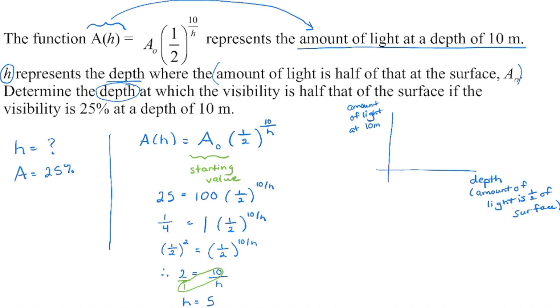And again, check your units. We're working in meters here. 5 meters is the depth at which the visibility is half that of the surface if that visibility is 25% at a depth of 10 meters. That's how those values relate.